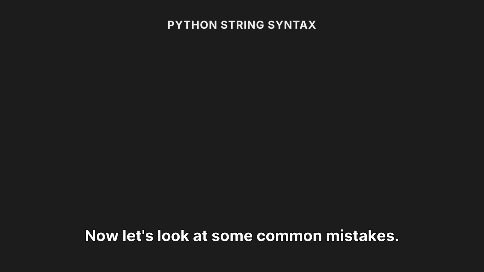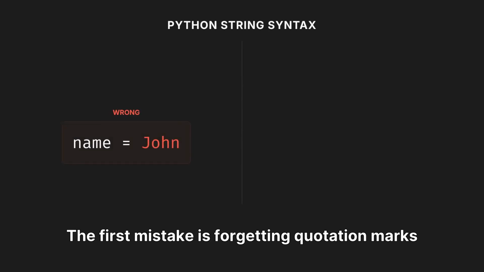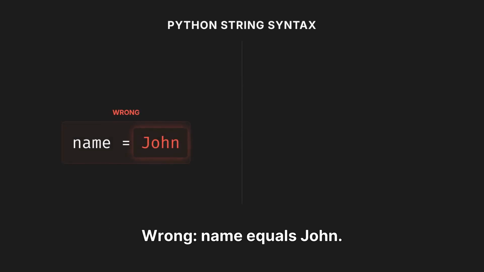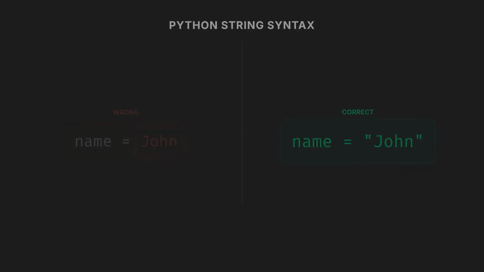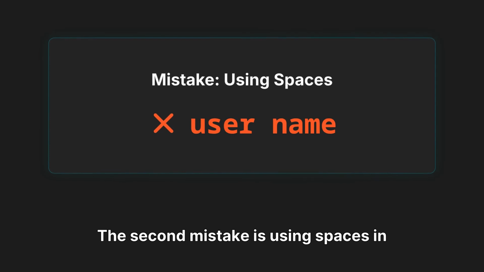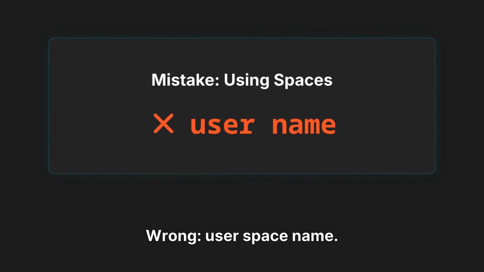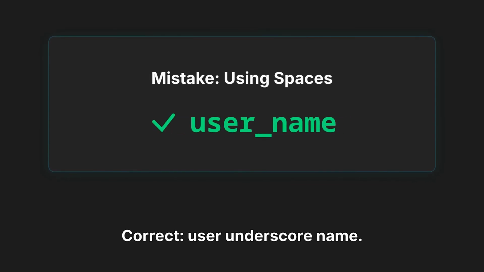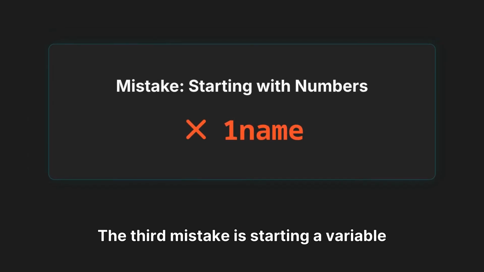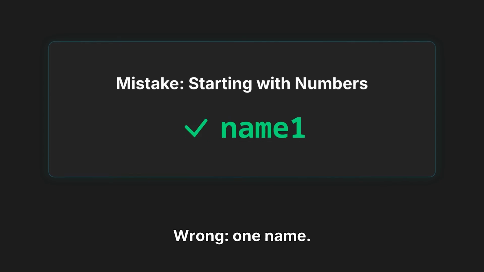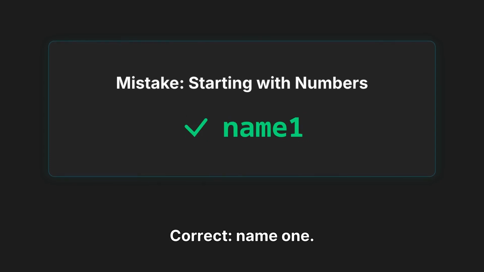Now let's look at some common mistakes. The first mistake is forgetting quotation marks around text. Wrong: name = John. Correct: name = "John" in quotes. The second mistake is using spaces in variable names. Wrong: user name. Correct: user_name. The third mistake is starting a variable name with a number. Wrong: 1name. Correct: name1.